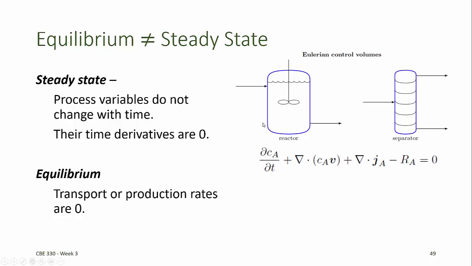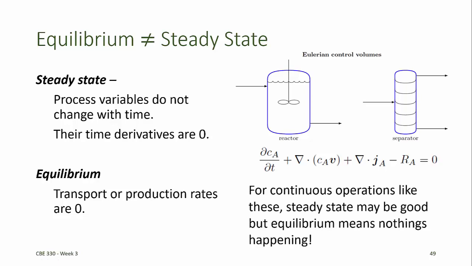We can operate continuous stirred tank chemical reactors and distillation columns at steady state, for example, but if the process occurring in the reactor and the separator were at equilibrium, then nothing would be happening. The reaction rates in the vessel would be zero, and the transport rates between two phases would be zero in the separator. And for continuous operations like these, steady state may be good, but equilibrium means nothing is happening. Therefore, while we often design them to be operated at steady state, we also design them to be operated far from chemical or phase equilibrium.